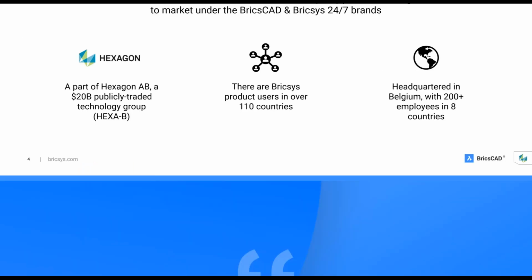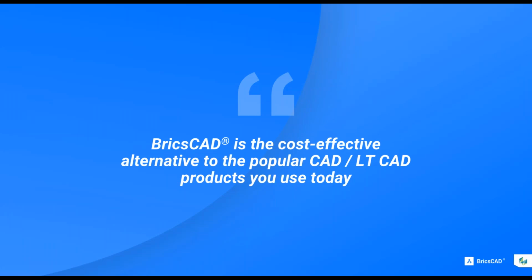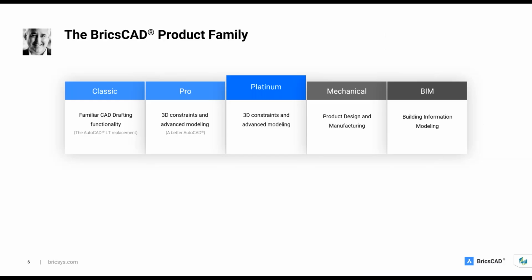So BricsCAD is the cost-effective alternative to the popular CAD and LT CAD products that you use today. Our goal is to prove this to you in the next 25 minutes. But first, let's talk about BricsCAD as a product family, because BricsCAD is more than just one product. It's actually a family of 5 products. Basic 2D drafting, BricsCAD Pro is our AutoCAD alternative, BricsCAD Platinum brings 3D constraint systems and advanced freeform modeling to the platform, and then BricsCAD Mechanical and BricsCAD BIM, solutions that run as a part of the extended BricsCAD product family that we call BricsCAD Ultimate.